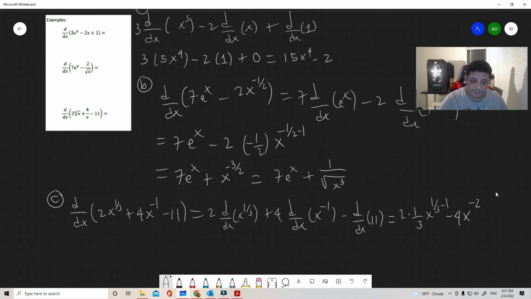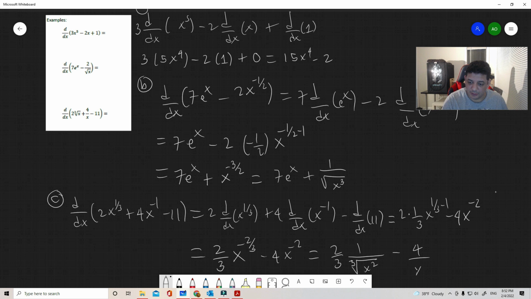Now I can simplify this a little bit more. This is going to be 2/3 x to the minus 2/3 when I add 1/3 minus 1, and minus 4x to the minus 2. If I want to write again this as positive powers, I can. This is going to be 1 over cube root of x squared. And this one will be minus 4 over x squared.